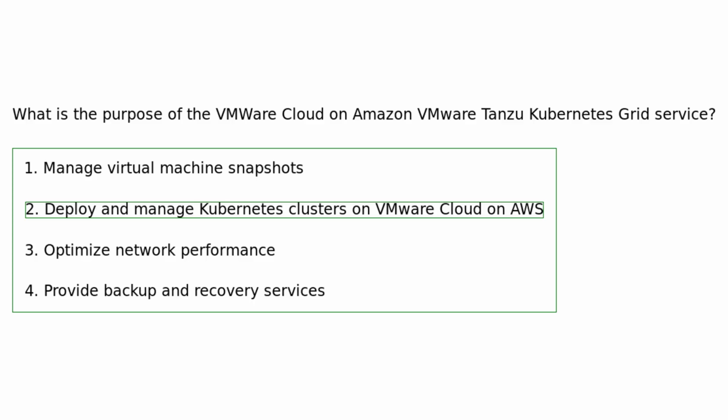The VMware Tanzu Kubernetes Grid Service allows customers to deploy and manage Kubernetes clusters on VMware Cloud on AWS, enabling the deployment and orchestration of containerized applications and microservices.